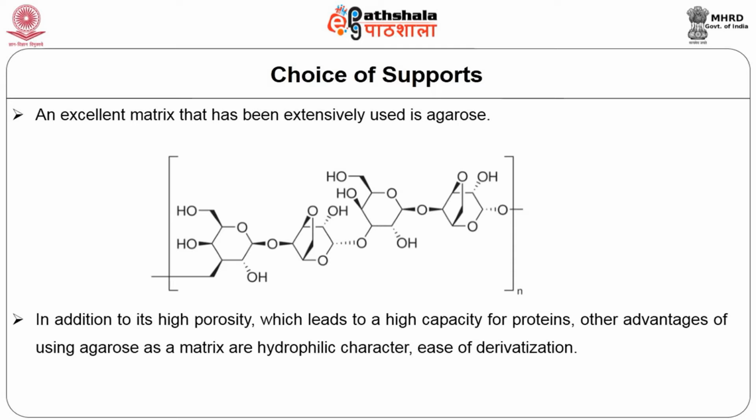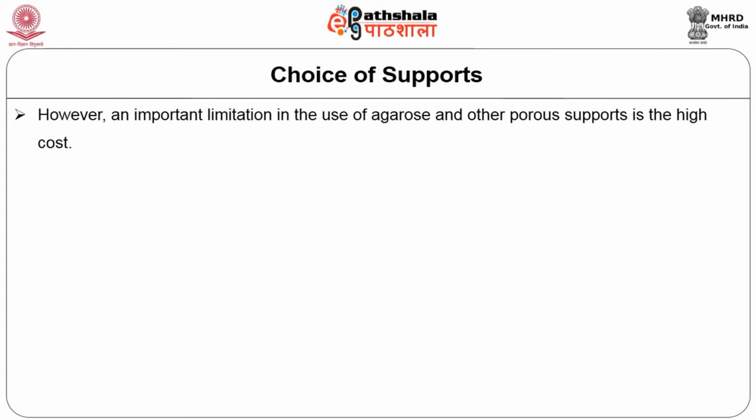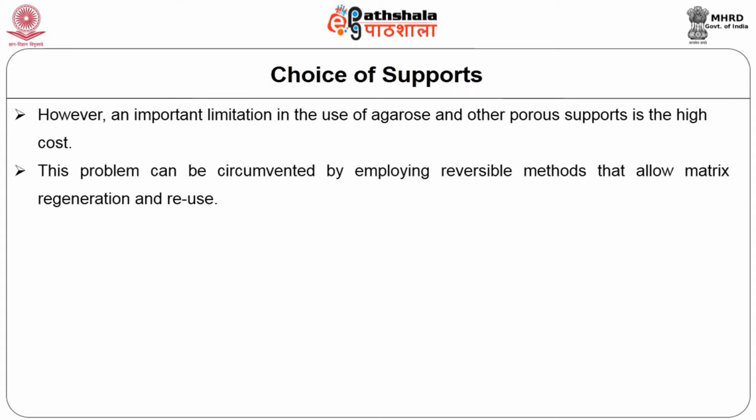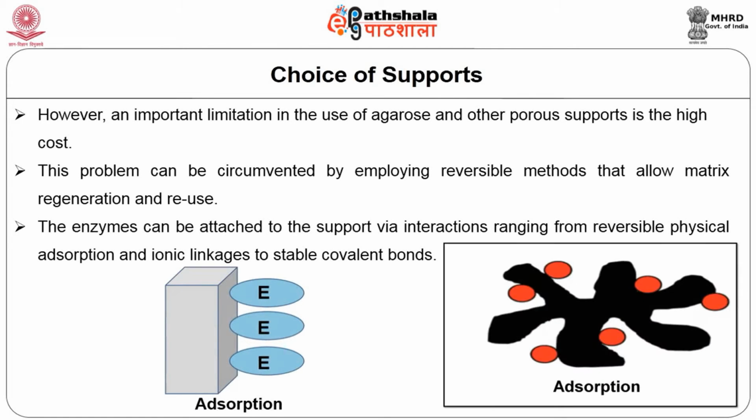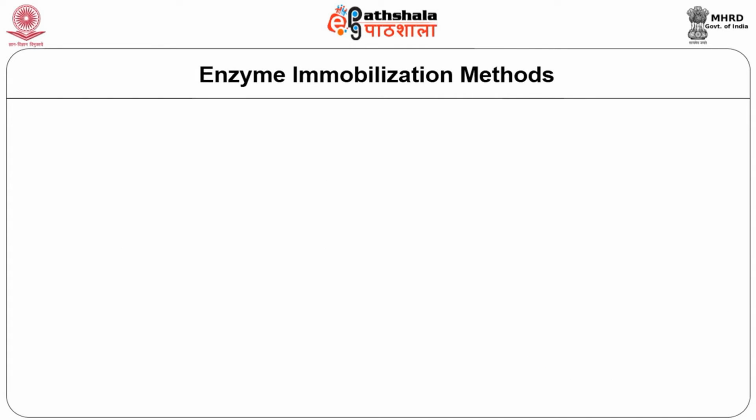Some other advantages of using agarose as a matrix are hydrophilic character and ease of derivatization. However, an important limitation in the use of agarose and other porous supports is the high cost. This problem can be circumvented by employing reversible methods that allow matrix regeneration and reuse. The enzymes can be attached to the support via interactions ranging from reversible physical adsorption and ionic linkages to stable covalent bonds. Let us see the different enzyme immobilization methods now.